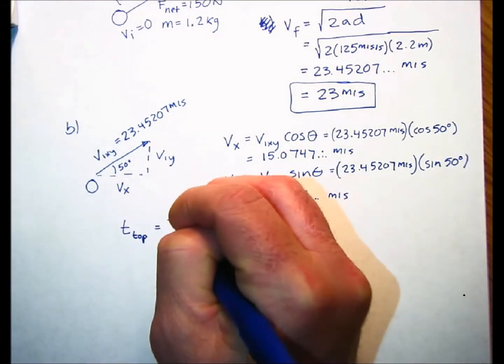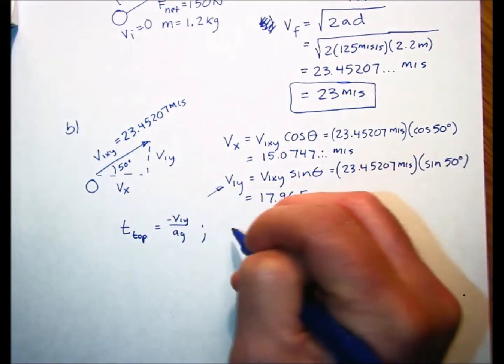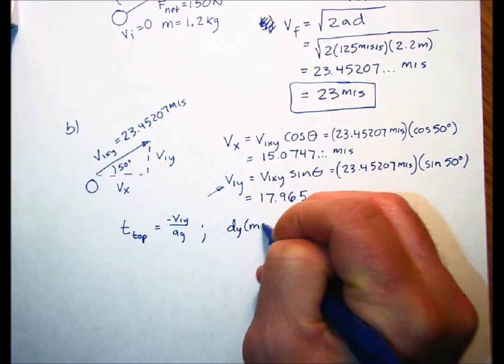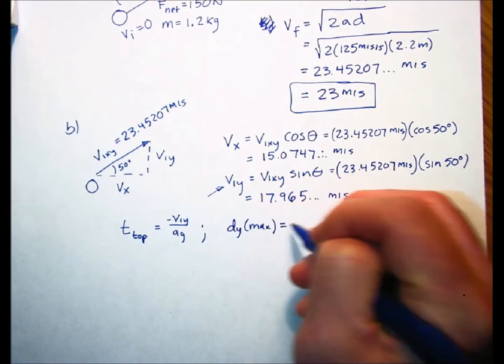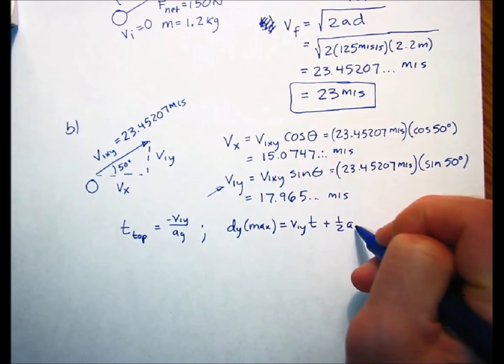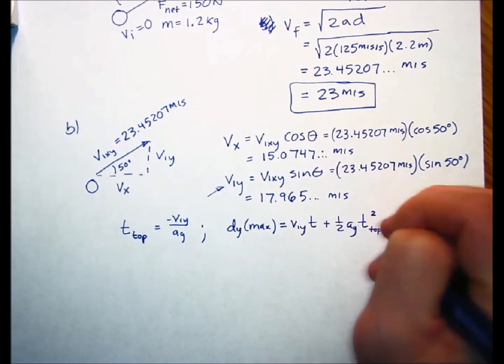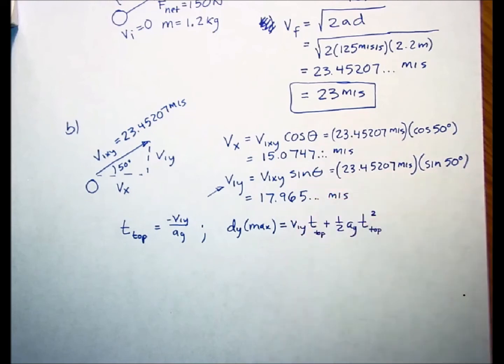By taking negative VIY over AG, I could use the time to the top to find the dy max by taking VIYT plus 1/2 AGT squared. The time I'm going to be using in this equation is time to the top, because that's really what matters. But let me show you, there's another clever way to find this.